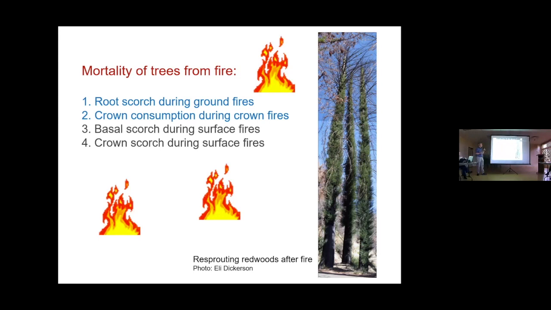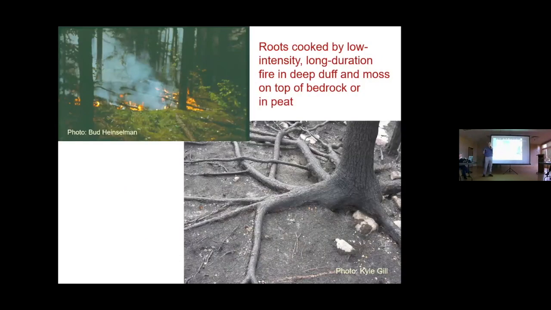So let's cover those first two. So here is the ground consumption of the rooting layer, and this happens in deep peat or where there's a shallow soil on top of bedrock. And you see one of Bud Heinselman's classic pictures here of a forest in moss on top of rock, and the flames are only a foot tall, but it's going to kill the whole forest because the roots are in the moss, which is going to be consumed. And that's what it looks like afterwards. So no way did that fire kill the foliage other than by first killing the roots.